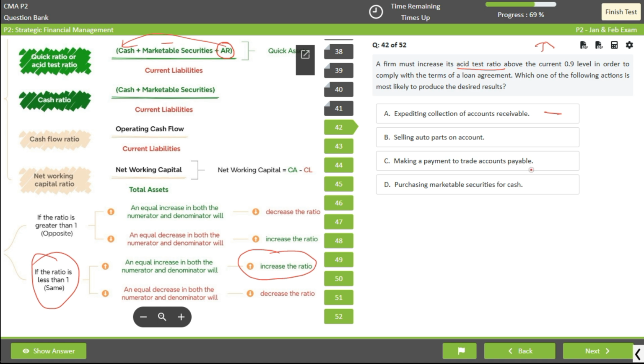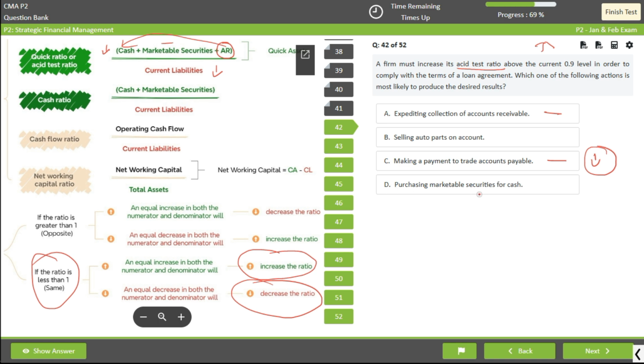So when you are making the payment to trade accounts payable, there is a decrease in the numerator, and for trade accounts payable, there is a decrease in the denominator as well. So both are decreasing. With an equal decrease in both the numerator and the denominator, what is going to happen? It will decrease the ratio. So by this, the ratio is going to decrease because they are making payment. We are using cash to pay trade accounts payable.